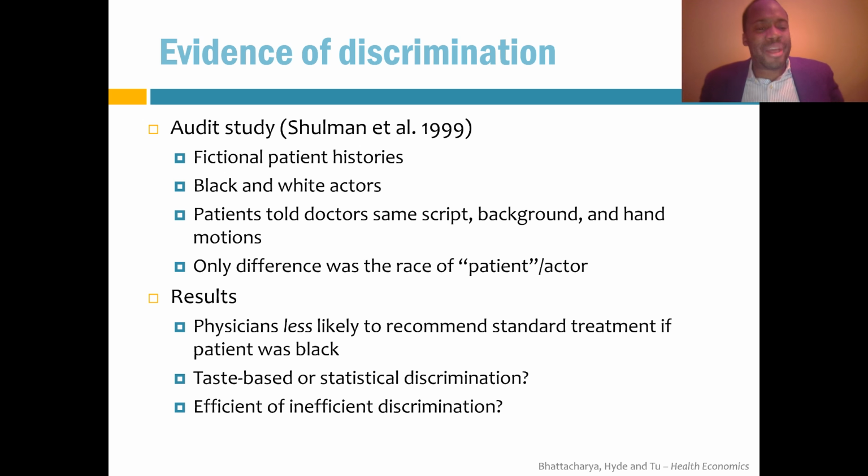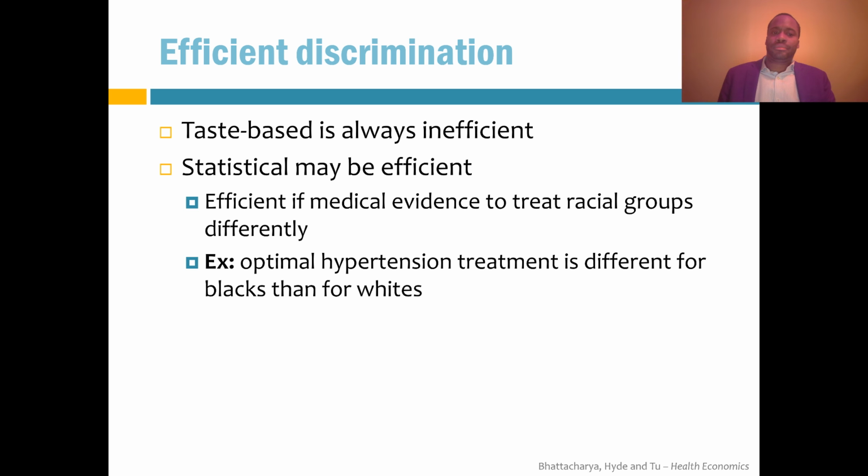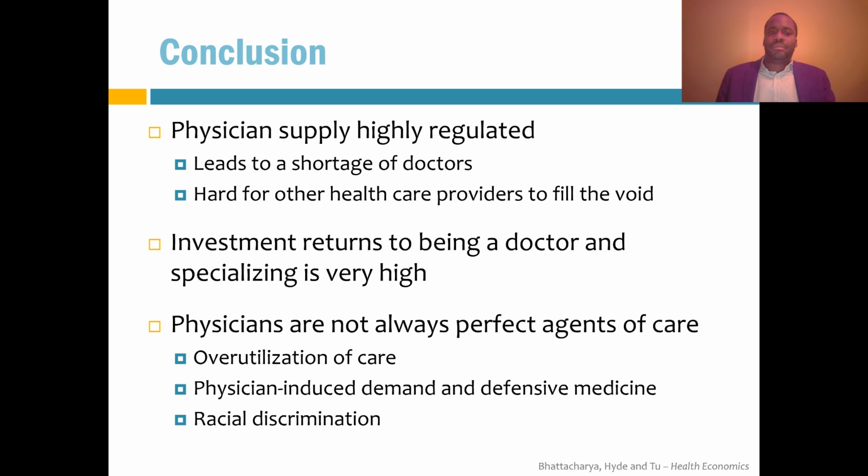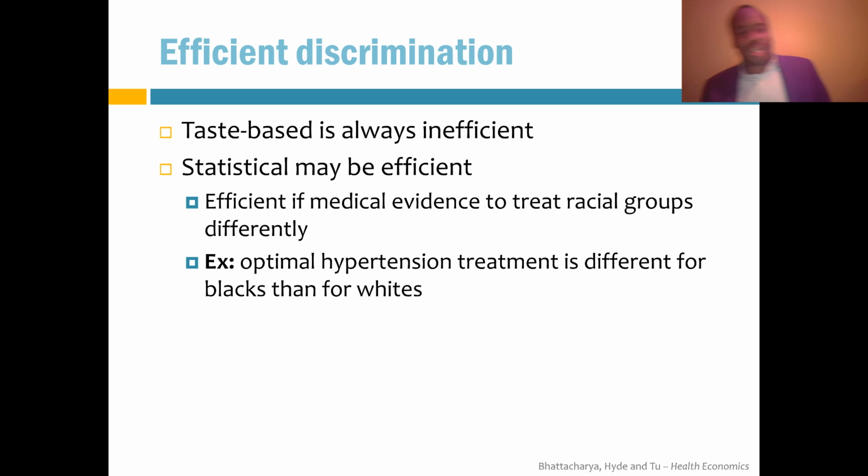So I'm not going to go through this, but it talks about evidence of discrimination, physicians less likely to recommend standards of treatment if the patient was Black, and the differences between efficient and inefficient discrimination. Okay, so this is an example of efficient discrimination. I actually talked through these slides before I went through them.